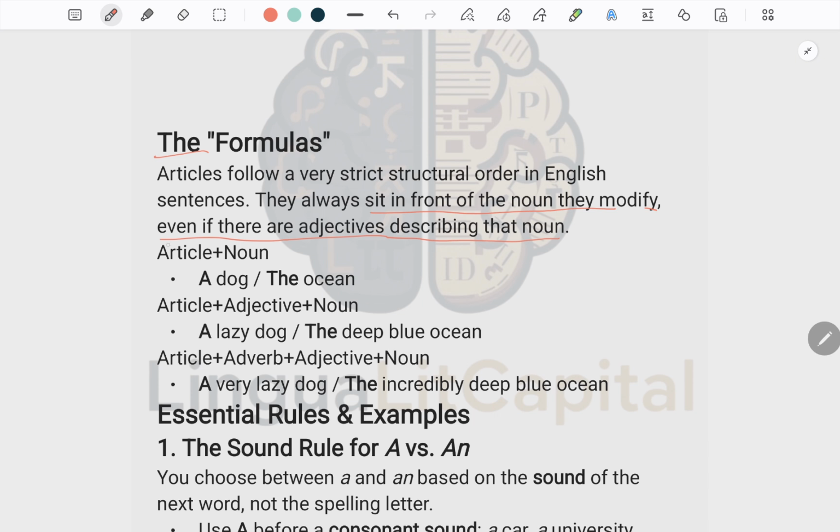Okay, now the first formula that we have is article plus noun. When do we use articles? We never use articles after the noun, because we use articles before the noun for fixing or unfixing the position of a noun. Suppose we take an example, a cat.